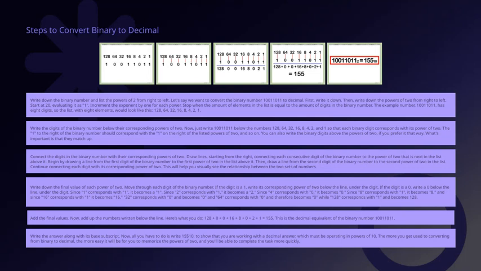Let's go through the steps to convert a binary number to a decimal. First, write down the binary number you want to convert. In this case, we'll use 10011011. Next, list the powers of 2 starting from the right.